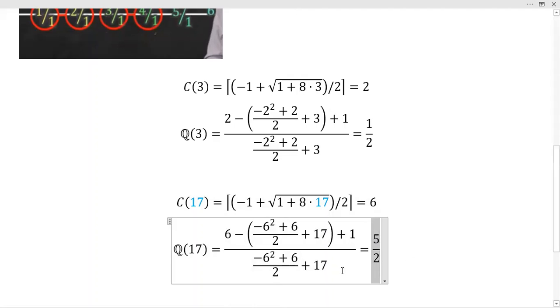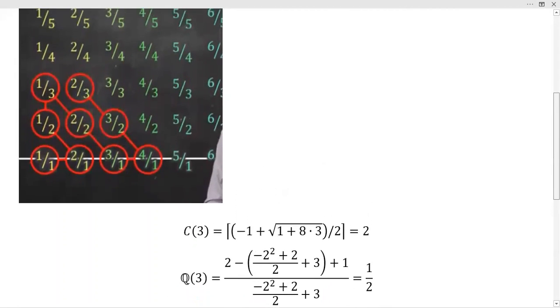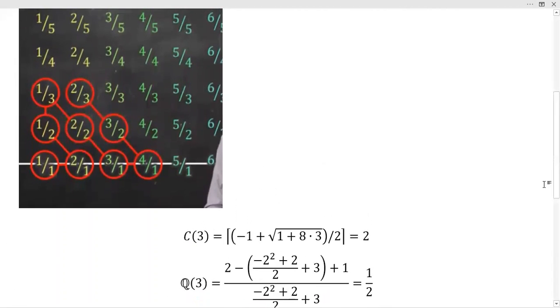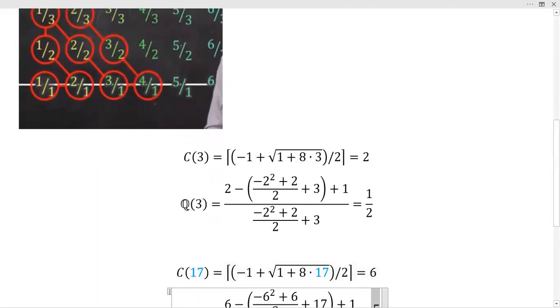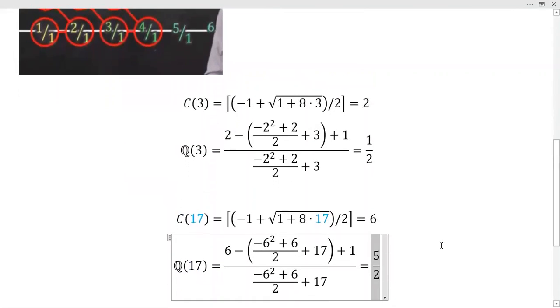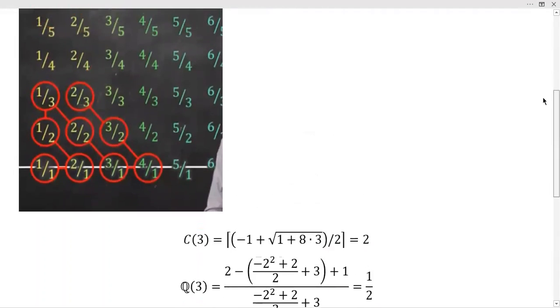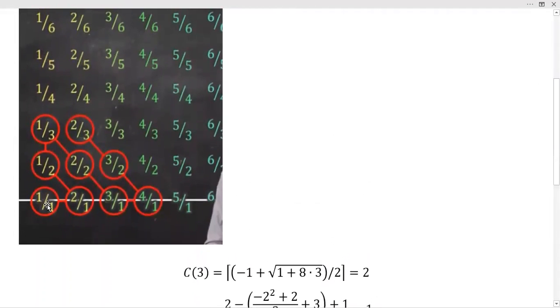Now remember, what does this 5 over 2 represent? It represents the 17th position in this diagonal zigzag. So we're saying that the 17th rational number in this enumeration is 5/2. Let's count and see what happens here. Let's just follow along.